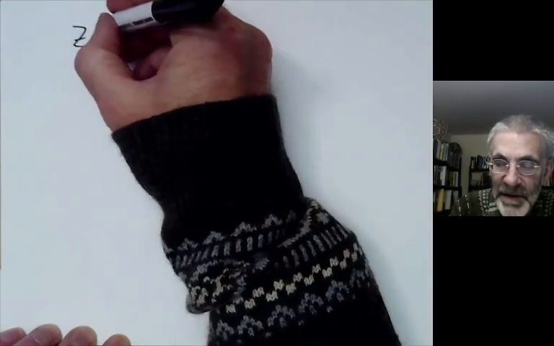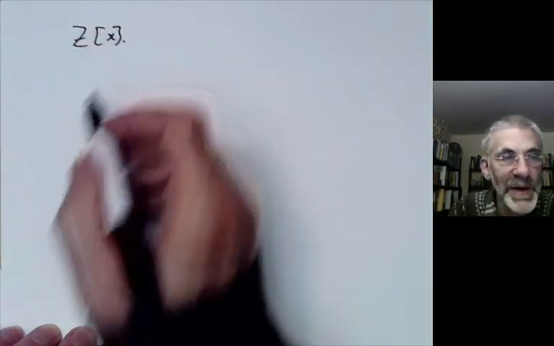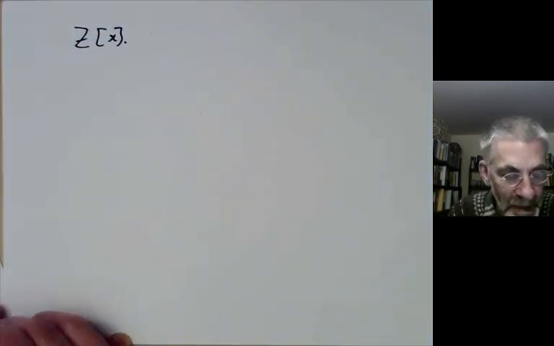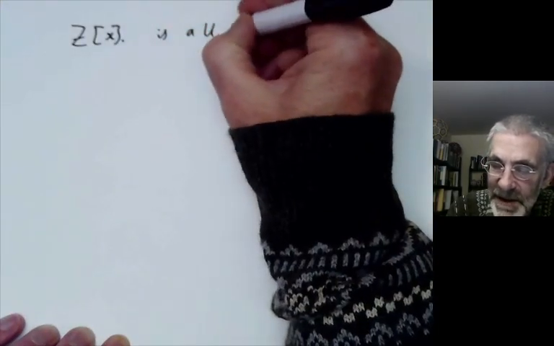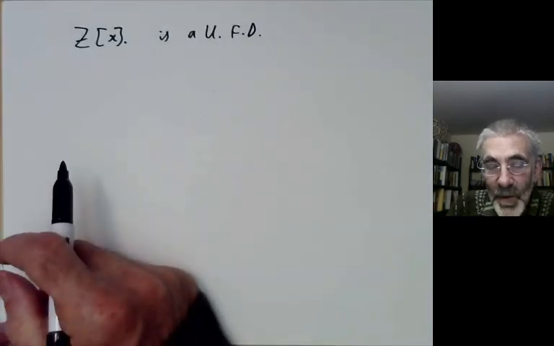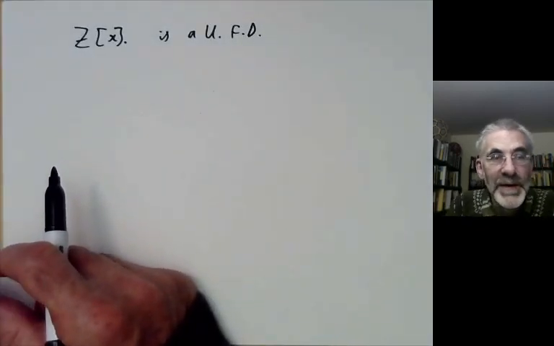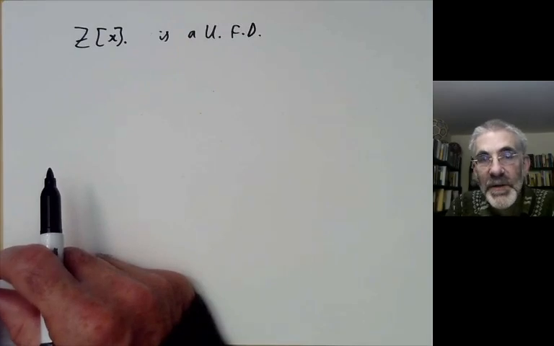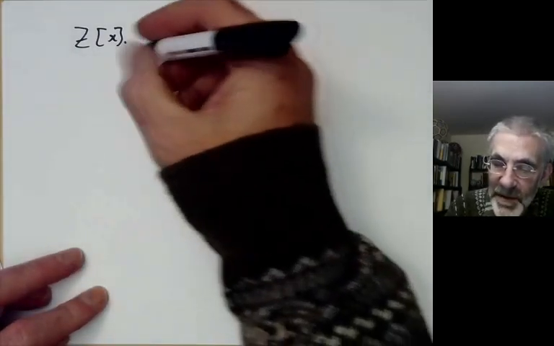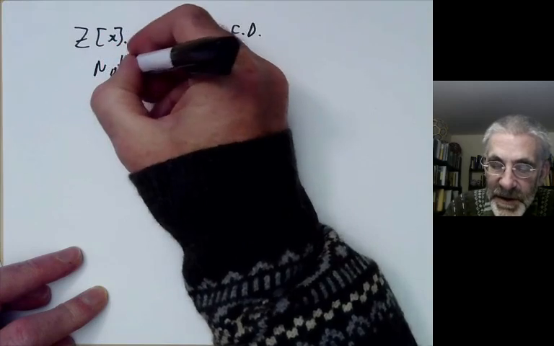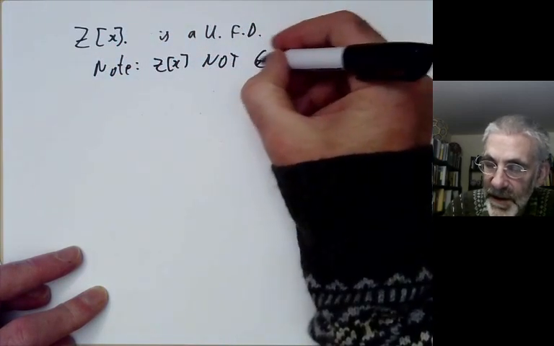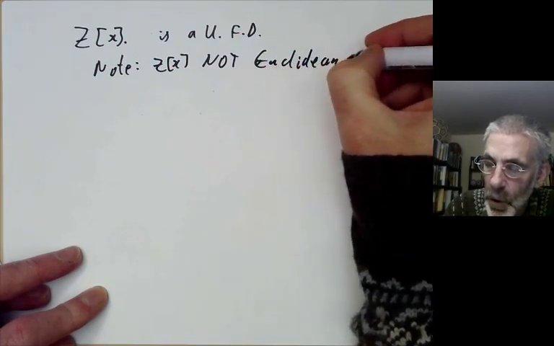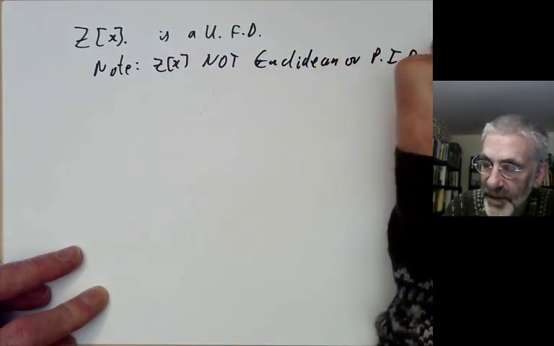What we want to discuss next is polynomials over Z, that is Z[x], where Z is the ring of integers. And we want to show that Z[x] is a unique factorization domain. Well, the easy way to prove that a ring is a unique factorization domain is to prove it's Euclidean or a principal ideal domain. So let's just note that Z[x] is not Euclidean or a principal ideal domain.